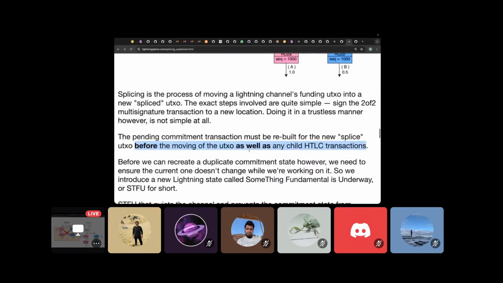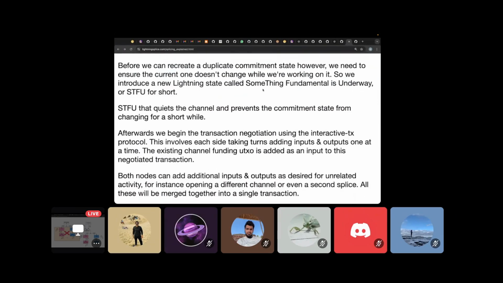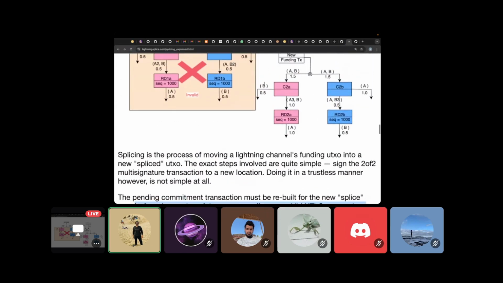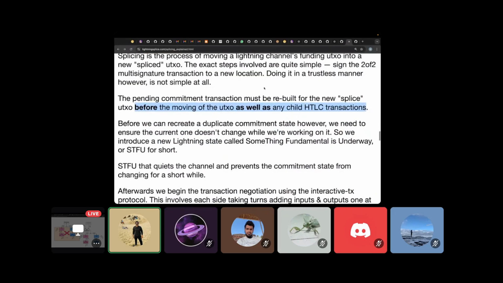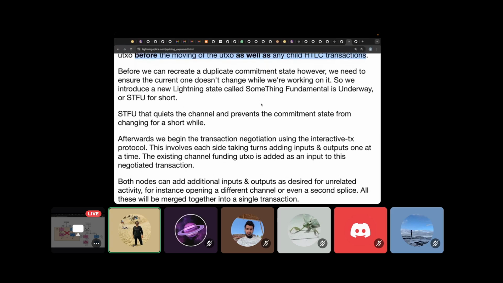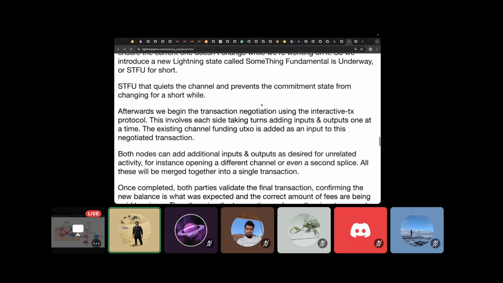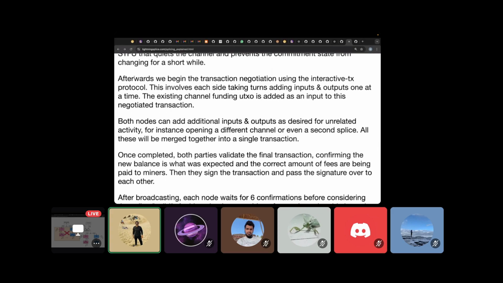All right. So to do splicing, your node would have to go into the quiescent mode, and each channel sends a STFU message so that you don't advance your channel states while you're splicing. Now, afterwards, we begin the transaction negotiation using the interactive transaction protocol. So, interactive transaction protocol is a protocol which enables two nodes to build an on-chain Bitcoin transaction in a trustless manner. This involves each side taking turns adding inputs and outputs one at a time.